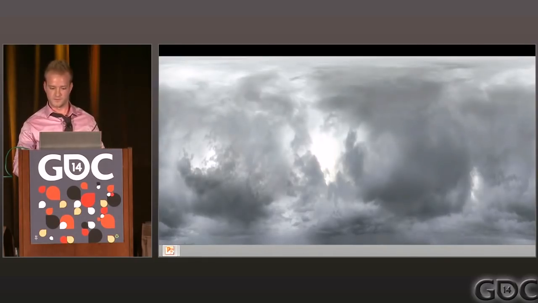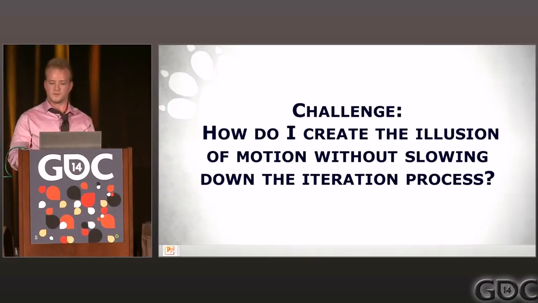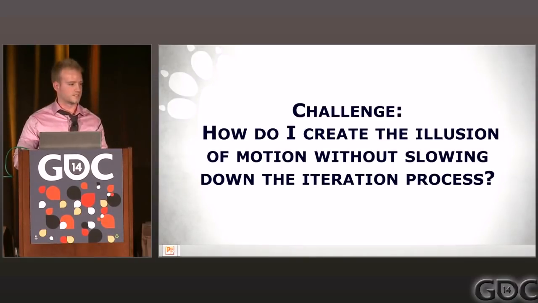So here was our great challenge on The Last of Us. How do I create the illusion of motion in the sky without needing to stick myself into the iteration process? In other words, I couldn't split it into multiple assets.